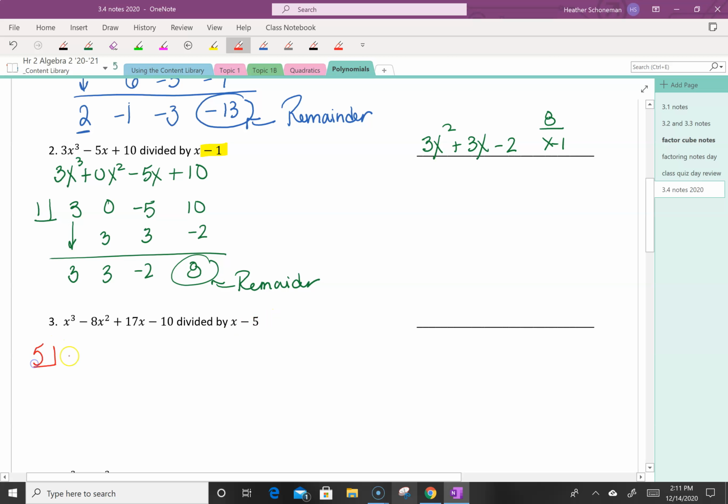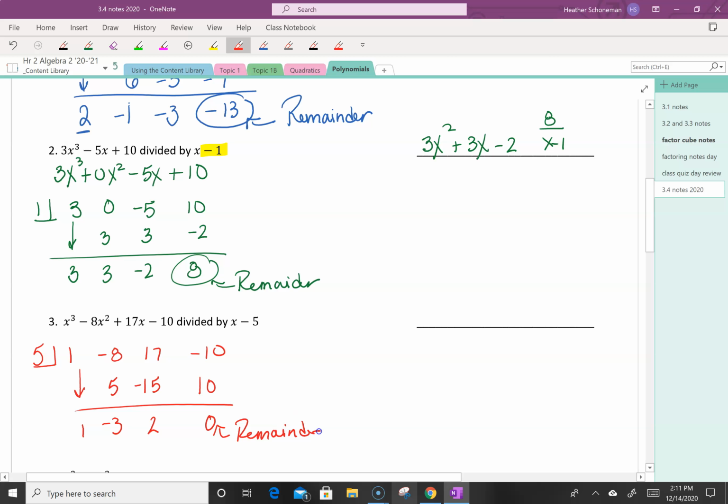This is going to give me positive 5, and I have 1, negative 8, 17, negative 10. First number gets carried straight down. Now I multiply. 1 times 5 is 5. Add, get negative 3. Multiply. Negative 3 times 5 is negative 15. Add, and I get 2. 2 times 5 is 10. Add, and I get 0. So the remainder is 0.